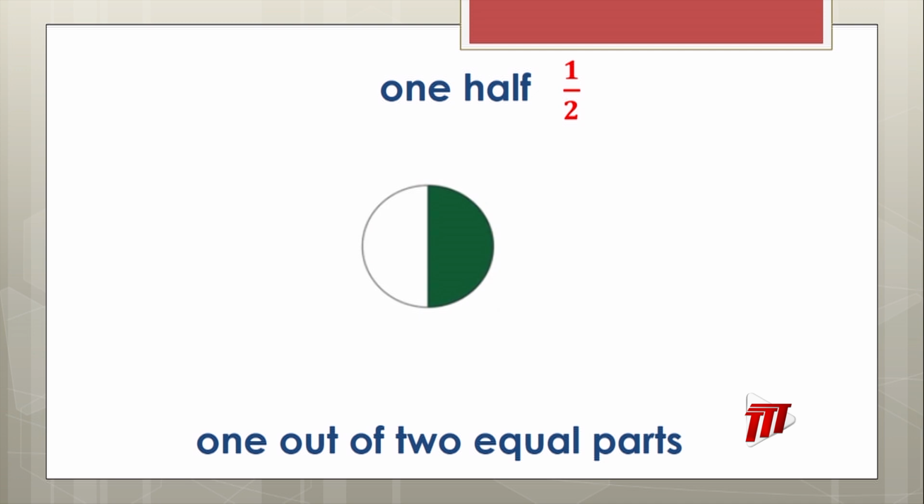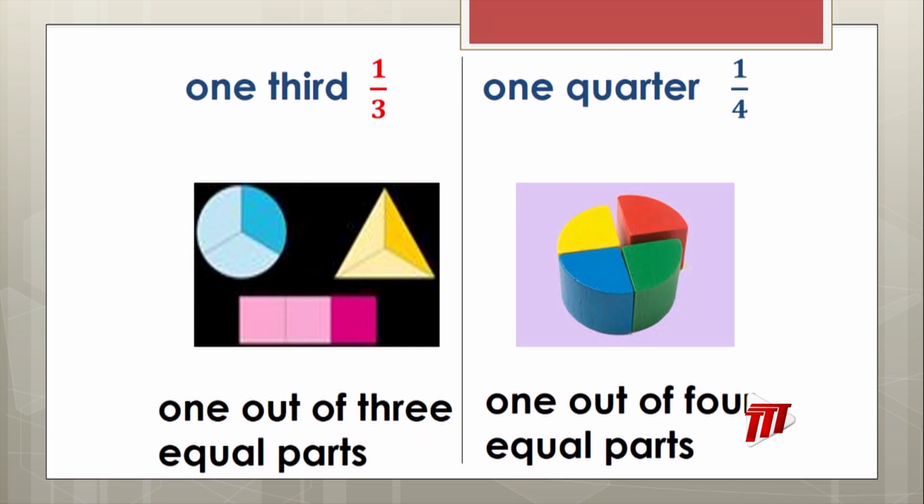So the first time I shared that pizza, the parts were not equal. So we cannot call each part 1/2. What about 1/3? 1 out of 3 equal parts. Now these are 3 different ways you can represent 1/3. There are many other ways as well.